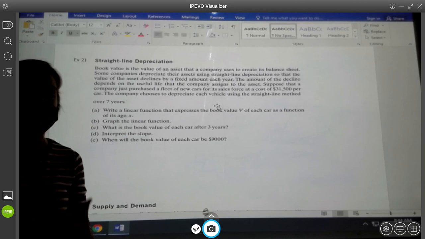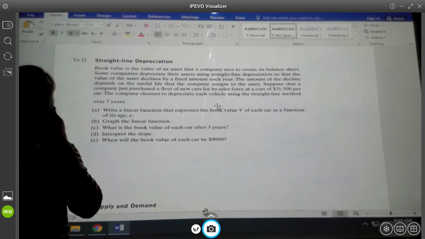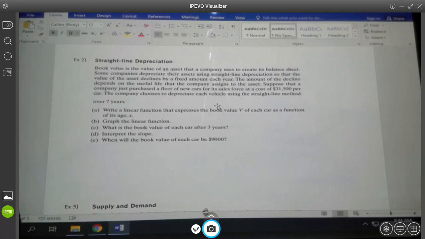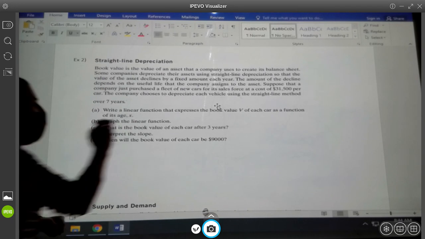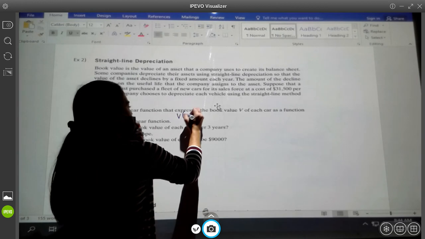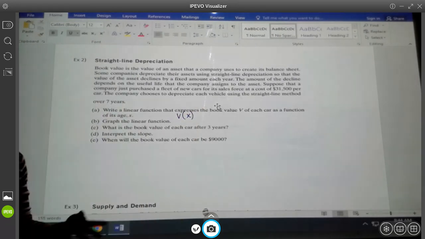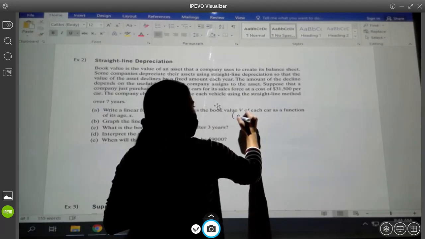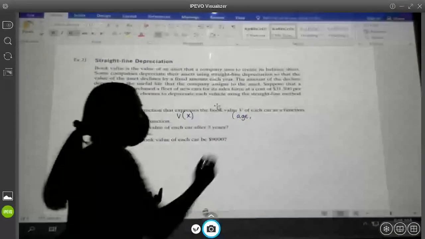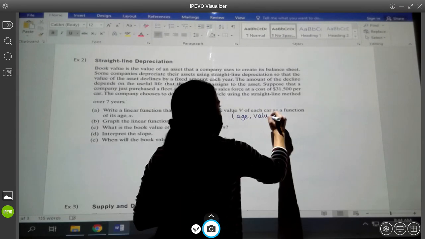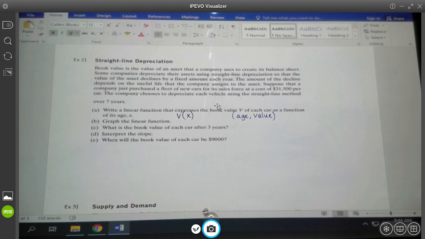All right, so think about it. In part A, it says, write a linear expression that expresses the book value of each car as a function of its age. So they want the value as a function of its age x, which means the age will be going into this function, and the value of that car will be coming out. That's how this function is going to work. Value as a function of age x. Age goes in, the function spits out the car's value. And it's depreciating, so the car's value should be going down as the age gets bigger.